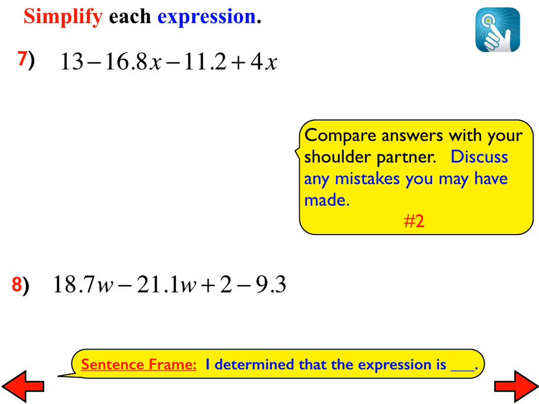All right, number 7. I determined that the expression is negative 12.8x plus 1.8 because we have 12.8 more negative x's than positives, and in the constants I have 1.8 more positives than negatives. Number 8, I determined that the expression is negative 2.4w minus 7.3. Negative 2.4w because we have 2.4 more negative w's than positive, and negative 7.3 or minus 7.3 because we have 7.3 more negatives than positives as far as the constants go.